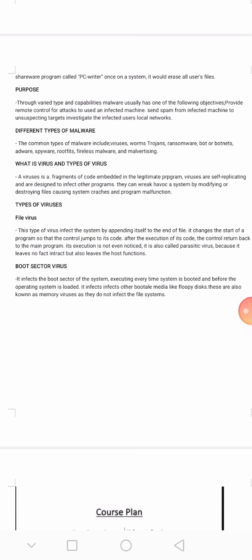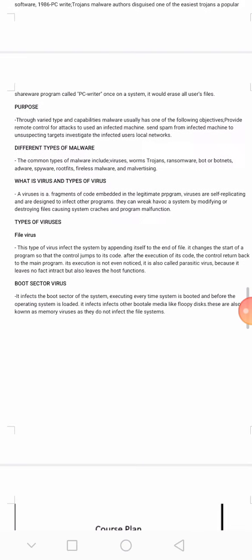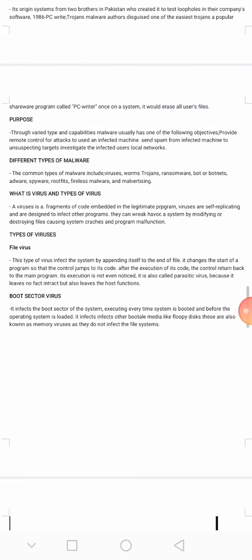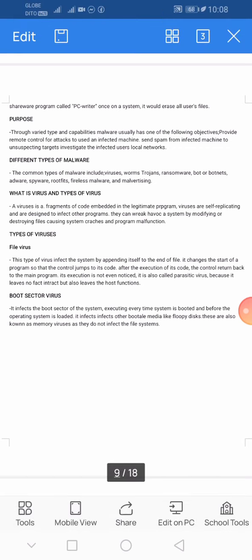Boot sector virus. It infects the boot sector of the system, executing every time the system is booted and before the operating system is loaded. It infects other bootable media like floppy disks. These are also known as memory viruses as they do not infect the file system.